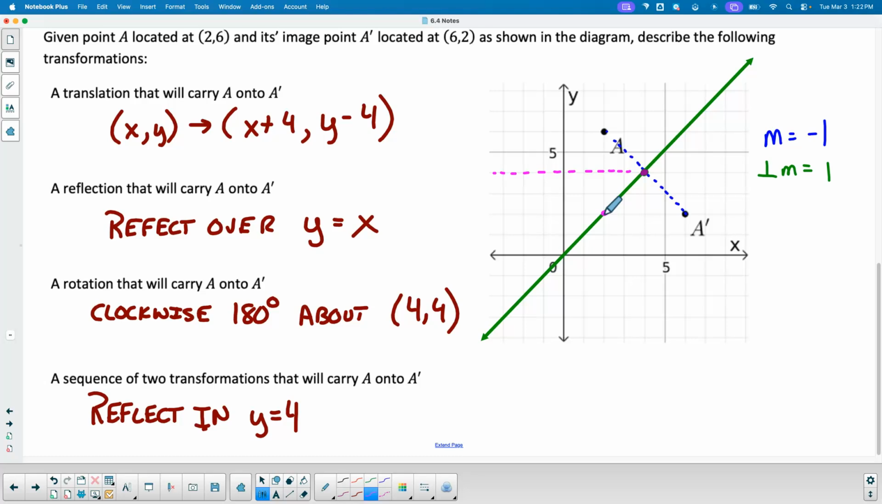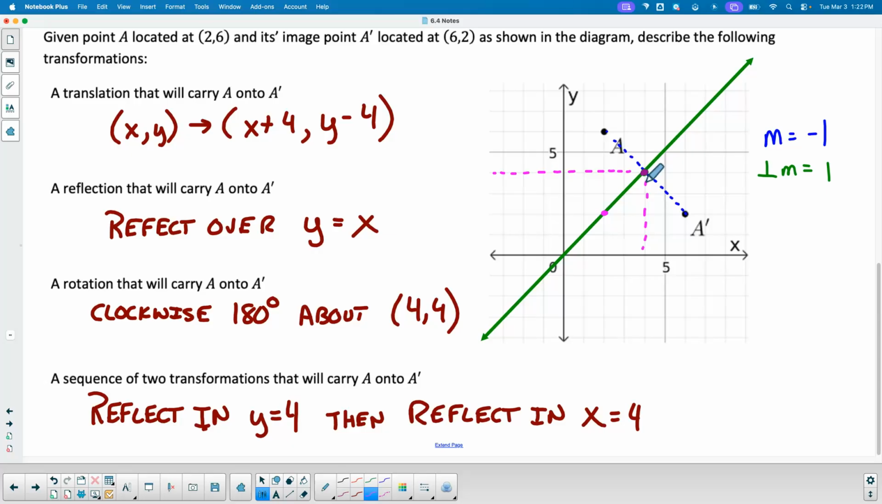Then I could reflect it in x equals 4. And that would put it to A prime. Okay? So that would be an example of one. I could have said, instead of reflecting it in y equals 4, I could have said translate it down 4. And then reflect it in the line x equals 4. Okay? Combination of any of those would work. Okay?